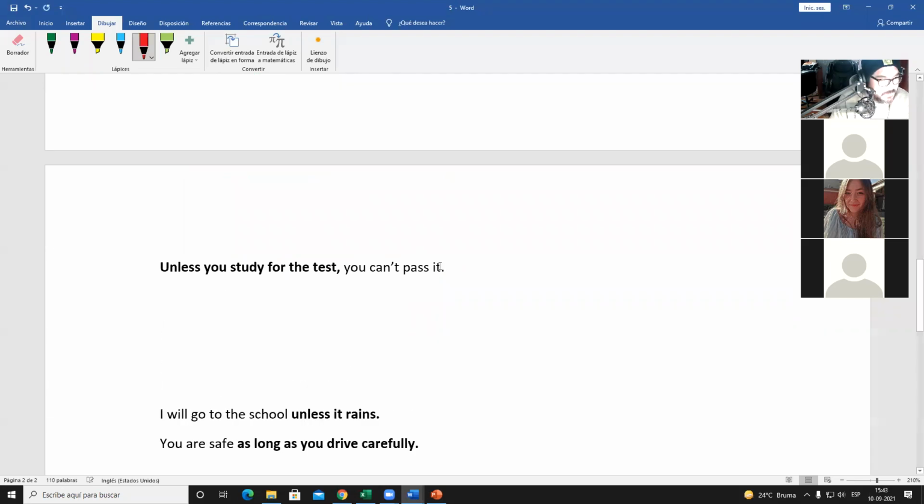The other one is the very same pattern. Unless you study for the test, you study for what? For the test, prepositional phrase, noun phrase, complement. You, verb phrase, can't pass what? It. Therefore, noun phrase, subject, verb phrase, verb. Noun phrase object, and the other one is an adverb clause acting as an adverbial with the subordinating conjunction. Let's remember that subordinating conjunctions are the ones which are going to link the dependent to the independent.